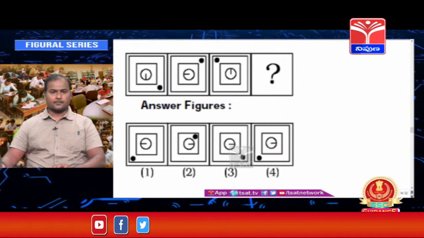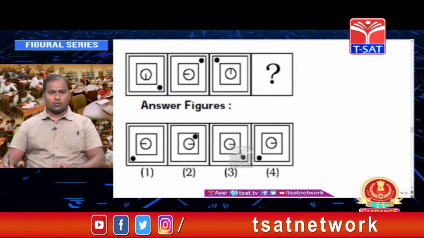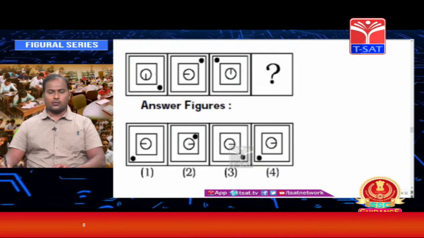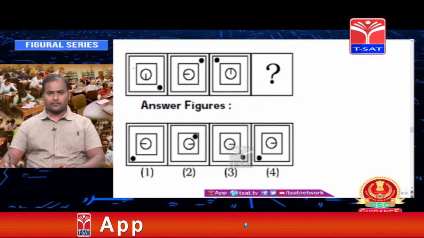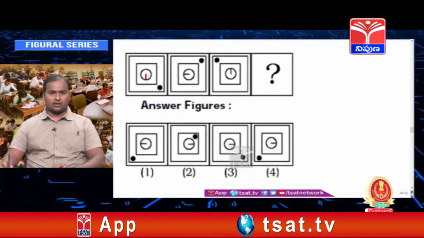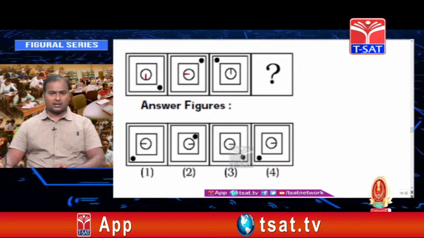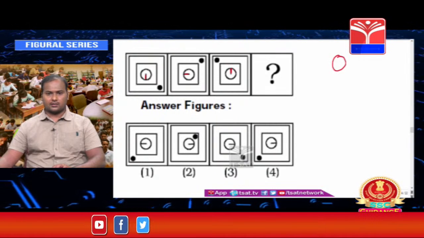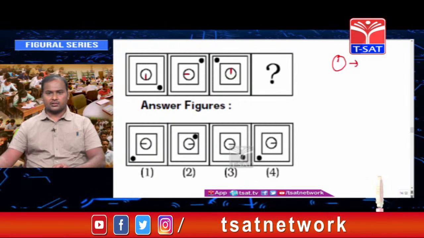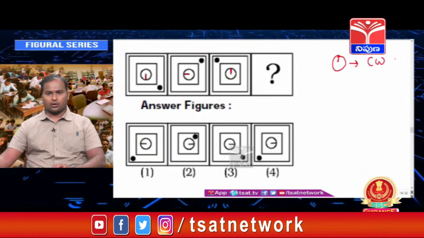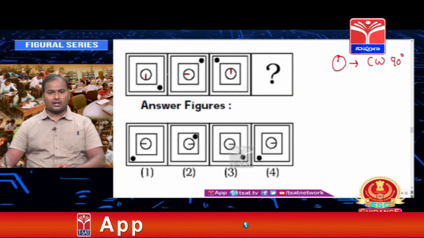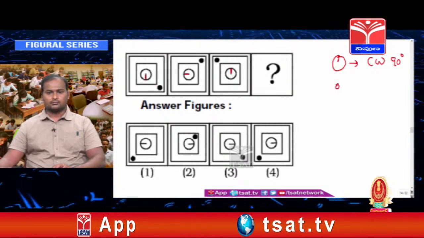In this particular question, we have two changes. One is inside circle and outside dot. You need to check out how this circle is rotating. Simply, initially this line is at the bottom. Now this line is showing on the other side. This is on the other side. Means this particular circle is moving in which direction? Clockwise by how many degrees? 90 degrees. Now what about the dark circle?